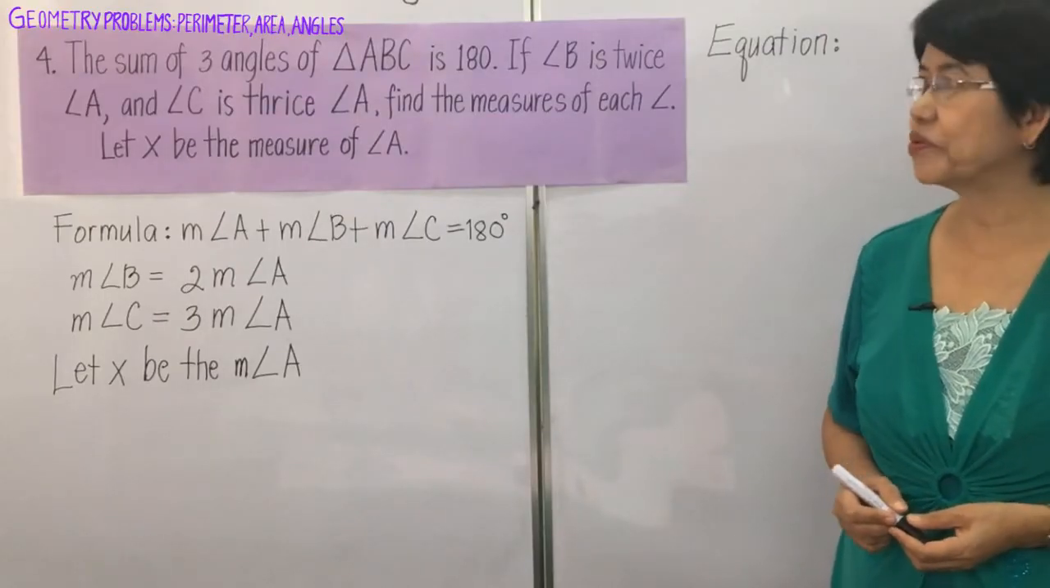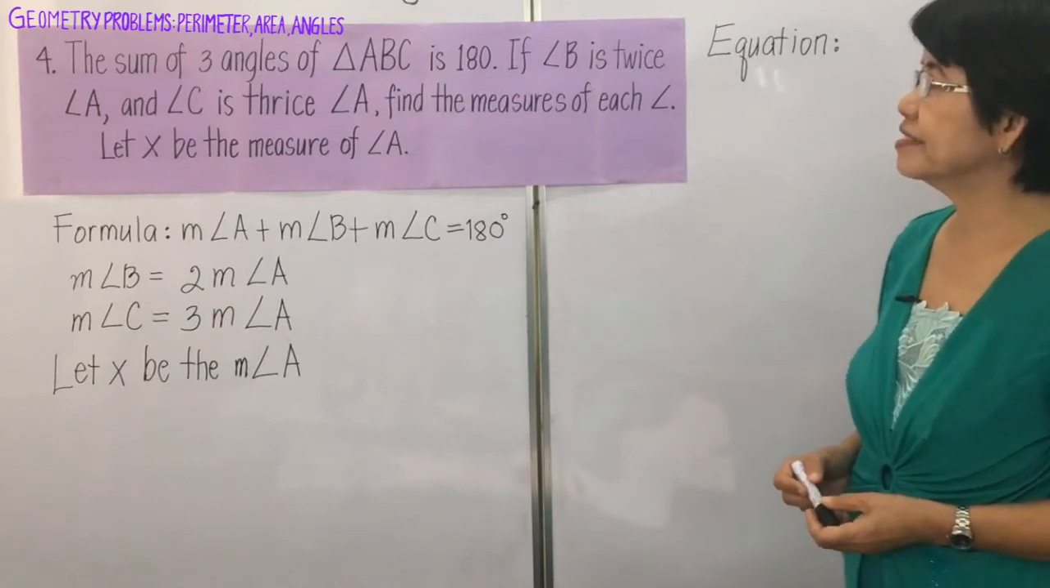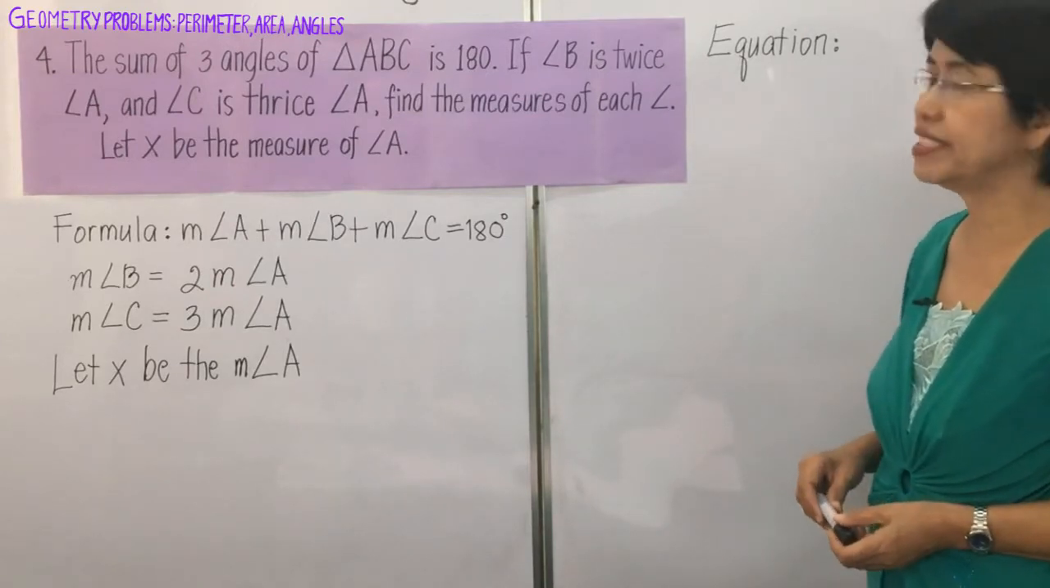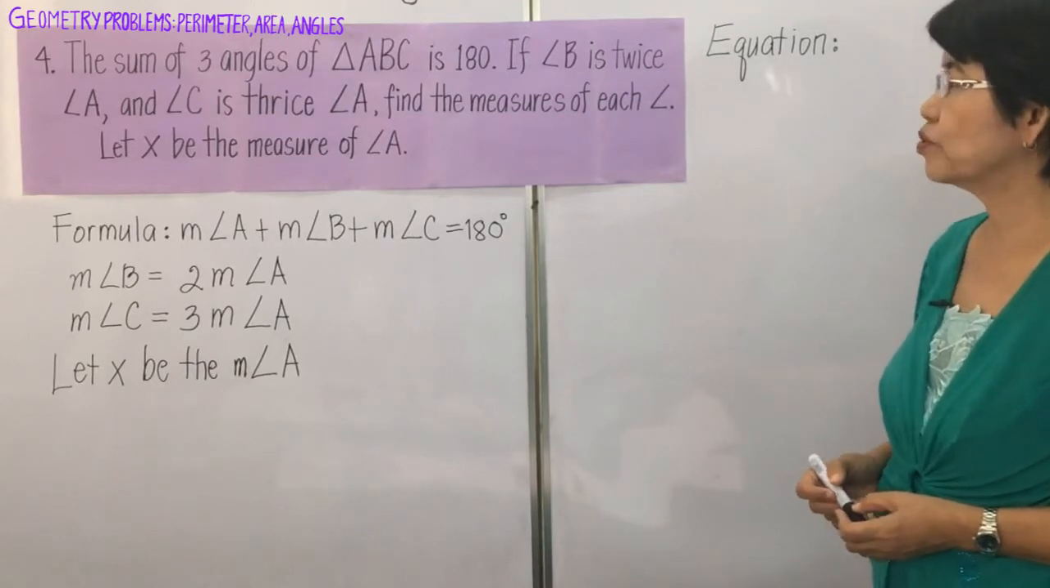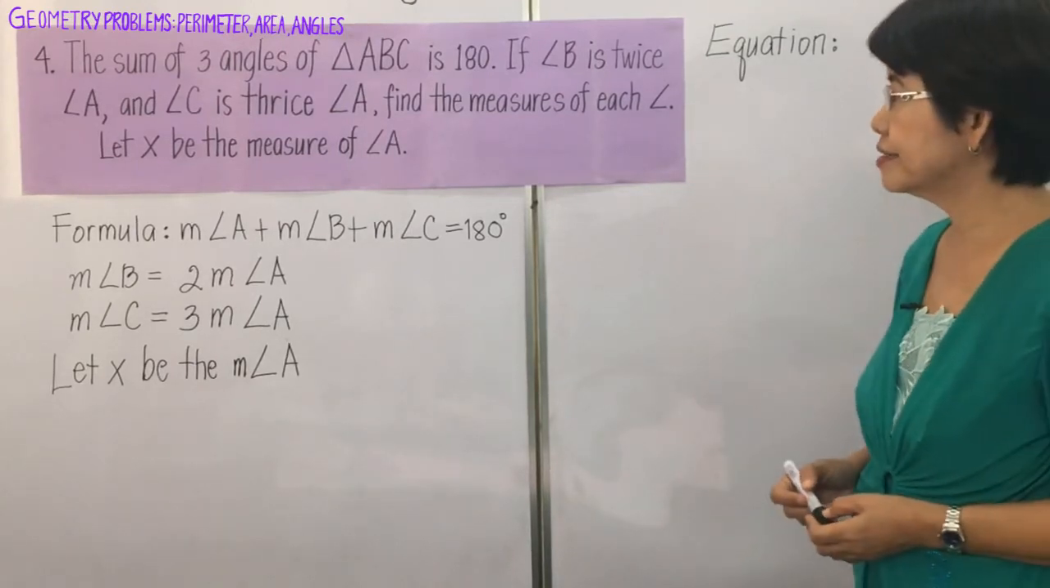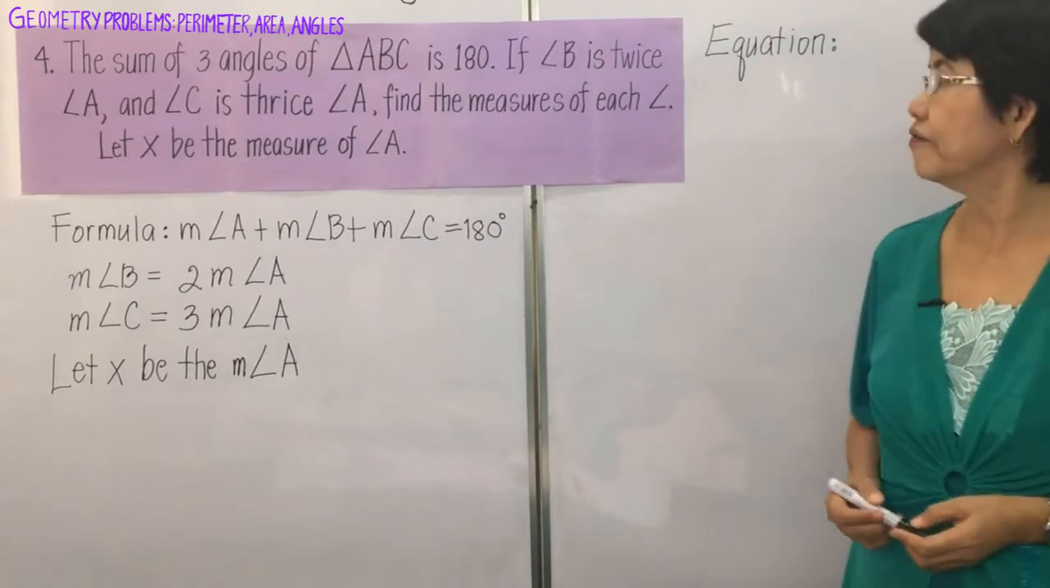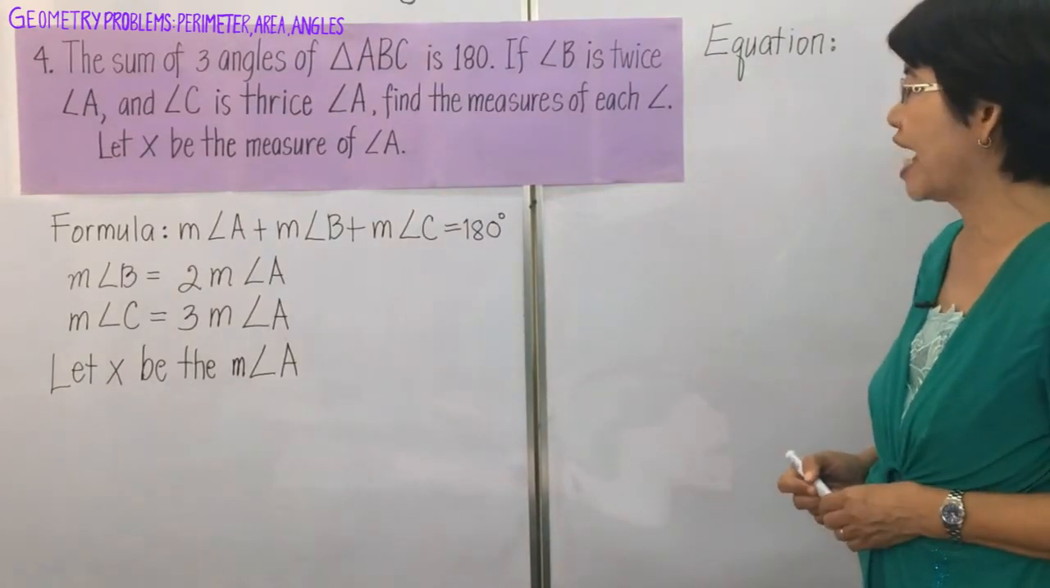Here's our problem number 4. The sum of the angles of a triangle ABC is 180 degrees. If angle B is twice angle A and angle C is thrice angle A, find the measures of each angle.